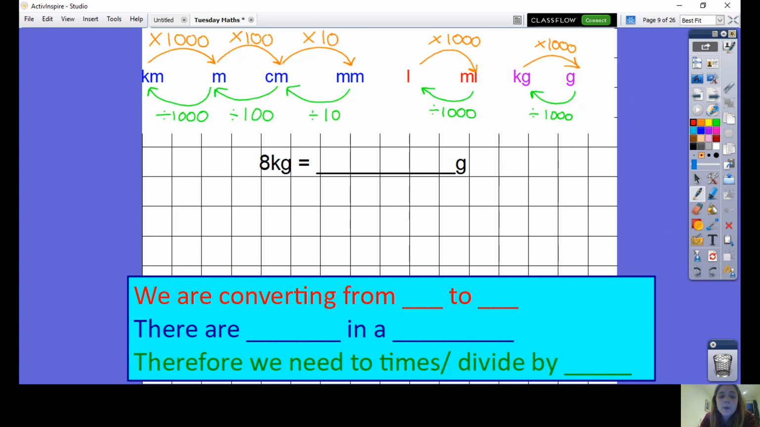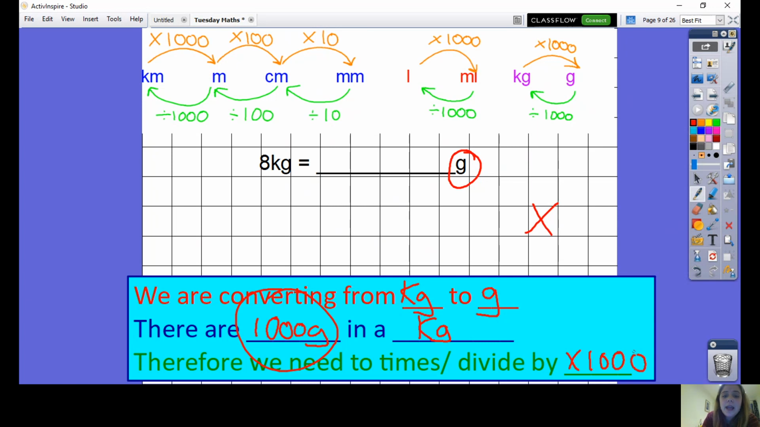8 kilograms, 2 grams. We are converting from kilograms to grams. There are, of course, 1,000 grams in a kilogram. So I now need to decide if I'm going to multiply or divide. So I'm going to the small unit of measurement, which means, remember, it's the opposite of what you think. I need to times. I'm timesing by 1,000. So I'm going to do 8 multiplied by 1,000, down 1, 2, 3. It will be 8,000 grams.